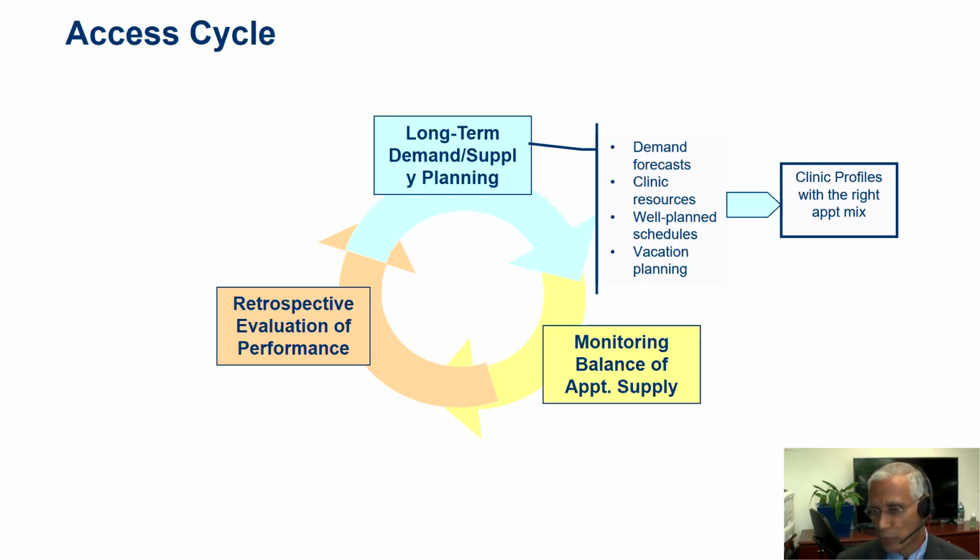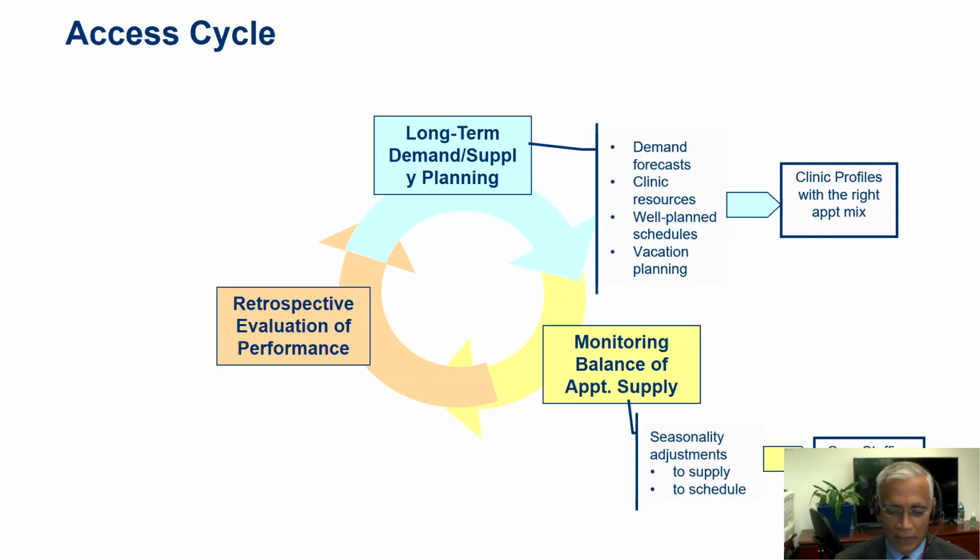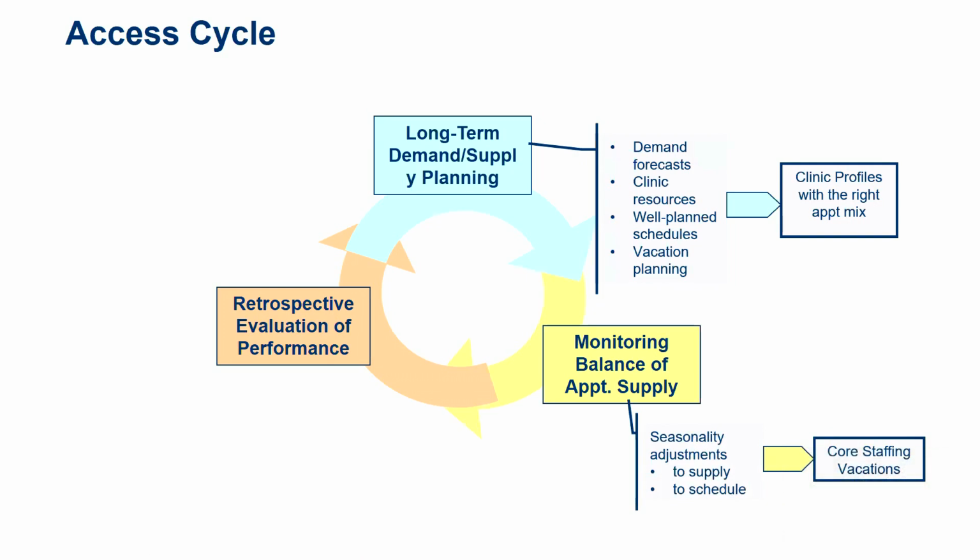The next component of the cycle is monitoring the balance of appointment supply. Making adjustments for seasonality and also the core staffing, because you are going to expect some lost resources because we live in the real world, because of vacations or FMLAs or unexpected sicknesses of the physicians in the department. All of those are going to have a huge impact on your appointment supply.